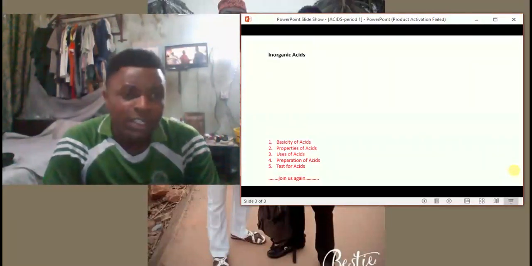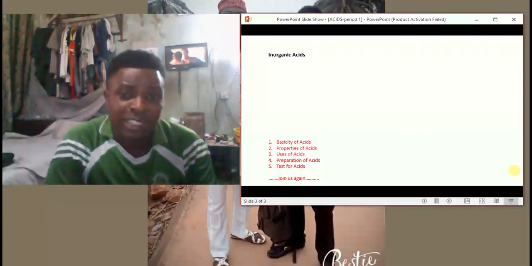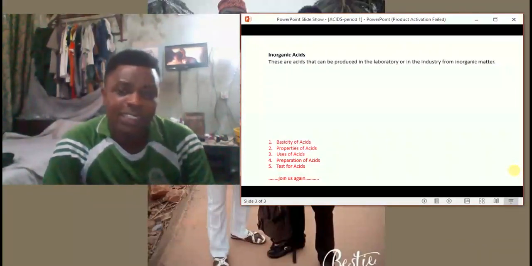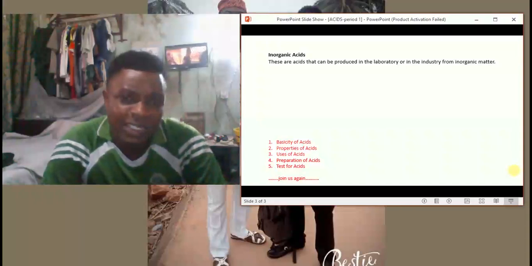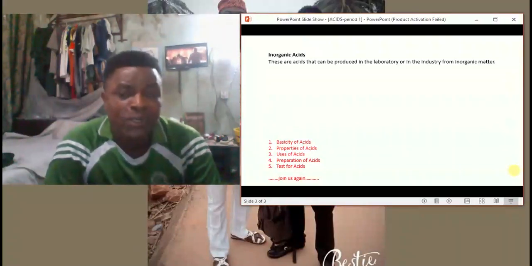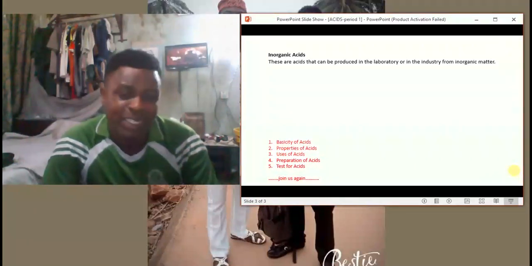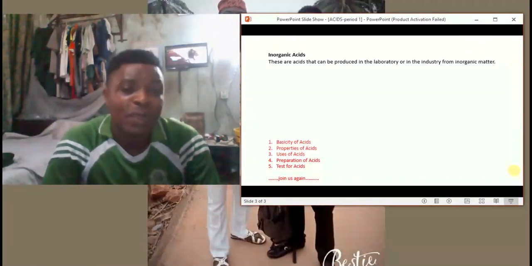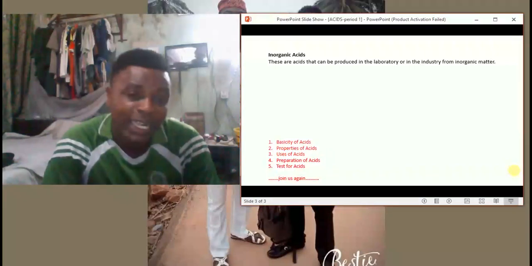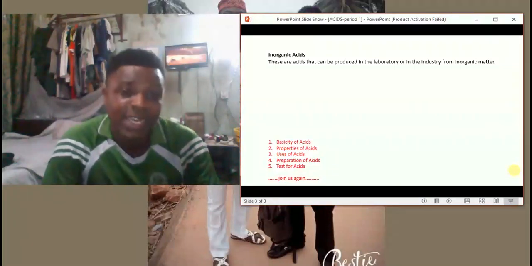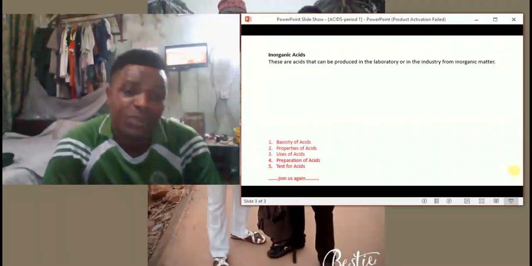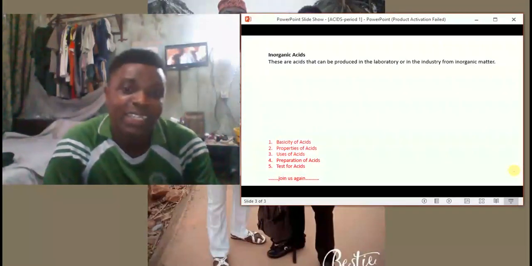The second classification of acid is the one we call inorganic acids. What are inorganic acids? These are acids that can be produced in the laboratory or in the industry from inorganic matter. In the laboratory, we can combine 2 or more inorganic elements to produce a desired acid, and that acid produced in that manner is known as an inorganic acid.